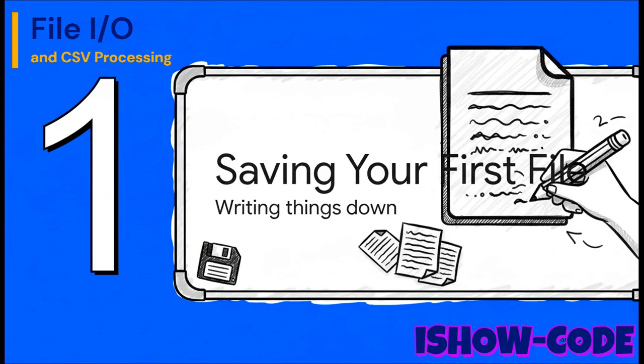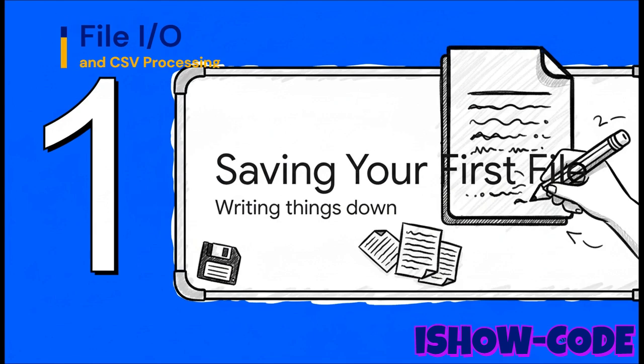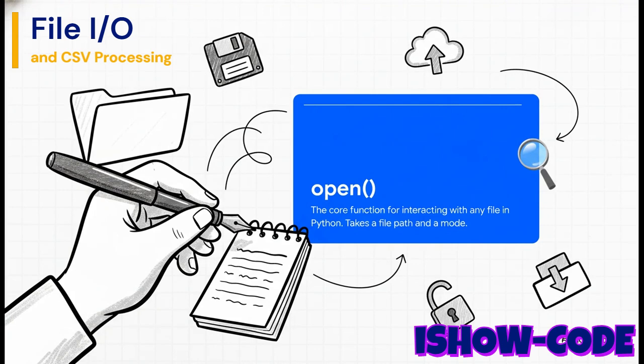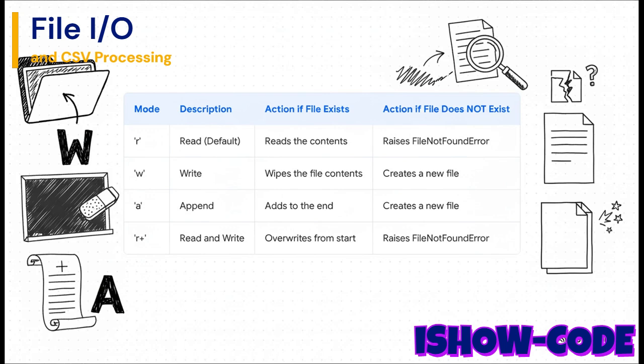So where do we even begin? Well, we start with the simplest, most direct solution there is, just teaching our program to write things down in a plain old text file. The magic for all of this starts with one single powerful function: open. You can think of it like your program picking up a pen and a notebook. All you have to do is tell it which notebook to use, that's the file path, and what you're planning to do with it. And that second part, what you plan on doing, that's called the mode.